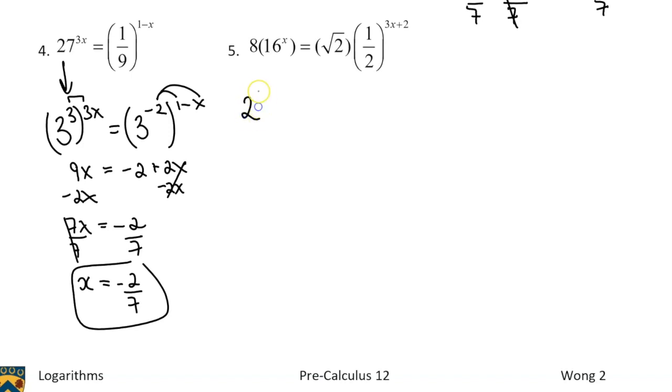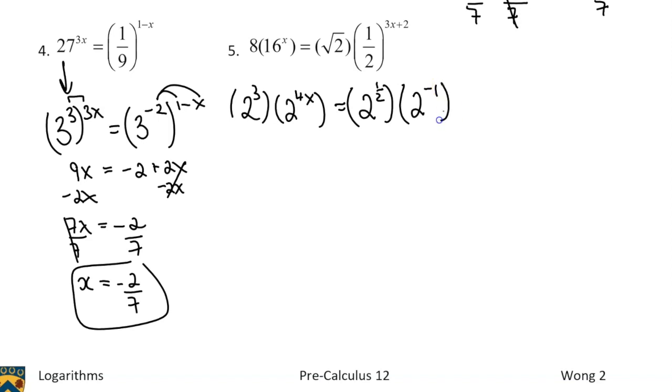So we could say we have 2 to the 3 times 2 to the 4x equals the square root of 2, which is the same as saying 2 to the 1/2. And then 1 over 2 is the same as saying 2 to the negative 1. And that's being raised to the power of 3x plus 2.